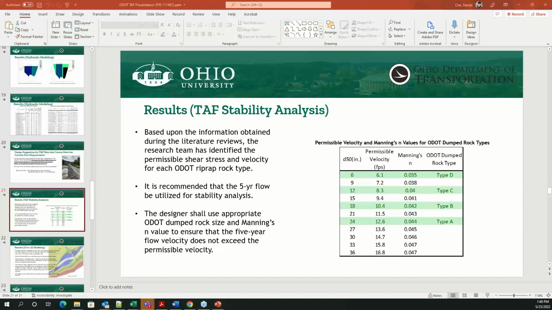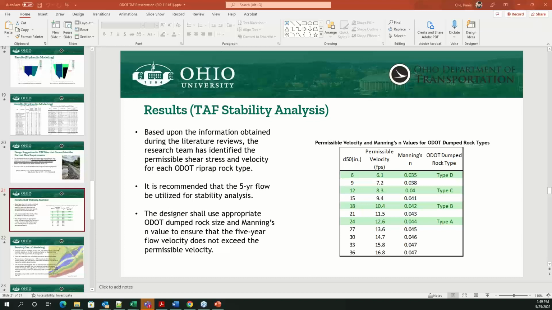All right, thanks, Kevin. We have an additional question from Alexander, who says, it looks like the FOS for the shear stress compared to the riprap size was about 1.25. Can you confirm this?